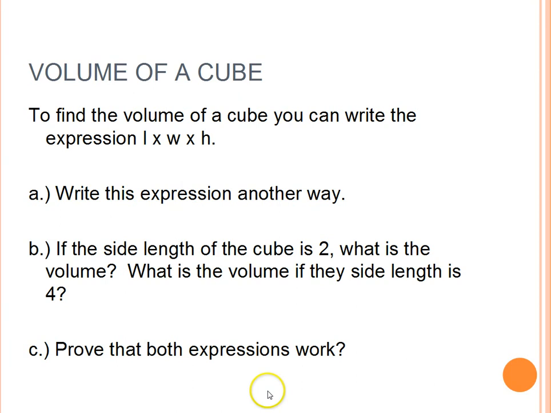Okay, we're going to take a look at the volume of a cube. The expression that we have right now is length times width times height. We've learned that in science class. So we're going to write this expression another way. Part B says that the side length of the cube is 2. What is the volume? And what is the volume if the length is 4? And we want to prove that both expressions work.